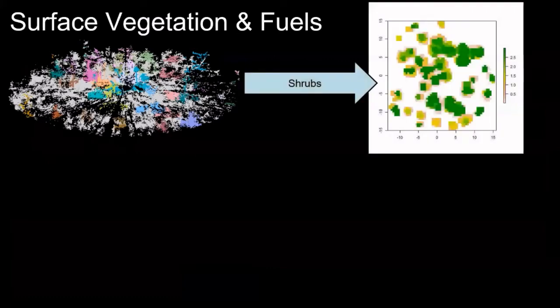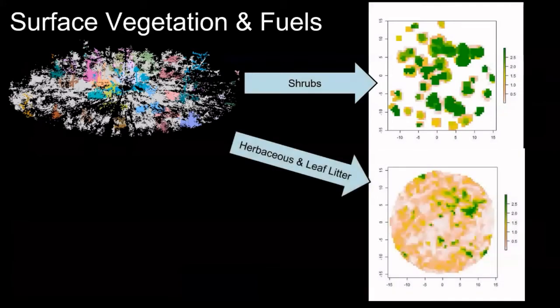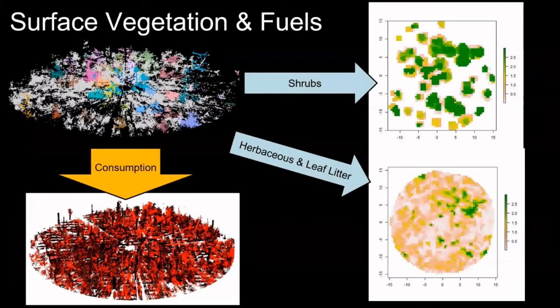Okay, so with the BLK, once you've pulled out those trees, you can start looking at the vegetation within those BLK scans. So we've started to actually pull out the shrubs within the scans, the herbaceous and the leaf litter within the scans, and also using pre and post scans, we can start measuring consumption.